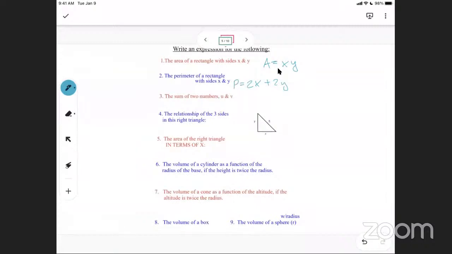The sum of 2 numbers, u and v. The sum would just be u plus v. Yeah, I'm going to guess that's what they're asking for.